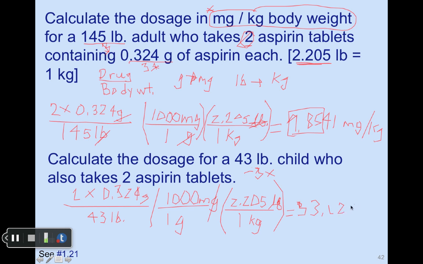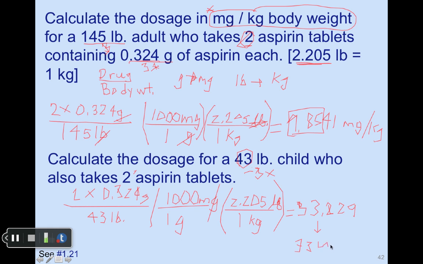33.22, and 9 is the next digit. And so if you're going to evaluate your sig figs, which you need to do, we have to go back to the values provided in the problem again. This time we're going to go back to the problem that says 43 pounds. And we have 2 aspirin tablets. That's not going to limit us again. But the 0.324 grams of aspirin is more digits than the 43 pounds. So we're going to have to go to 2 sig figs this time. And in so doing, we end up with just a value of 33 milligrams per kilogram.